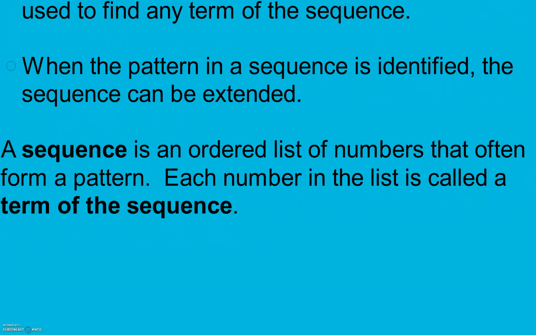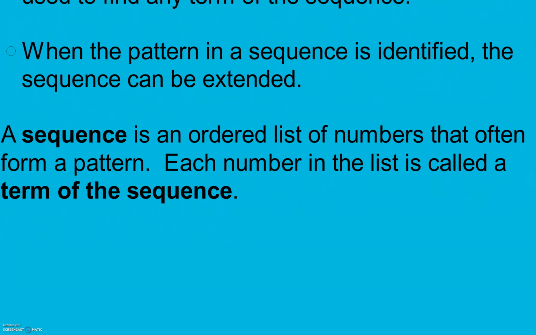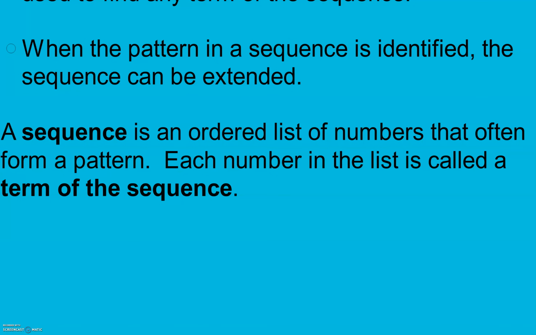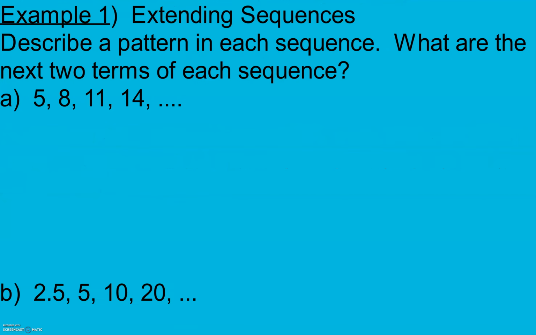So, a sequence is an ordered list of numbers that often form a pattern. Each number in the list is called a term of the sequence. In example 1, we're going to describe a pattern in the sequence and then figure out what the next two terms of each sequence are.